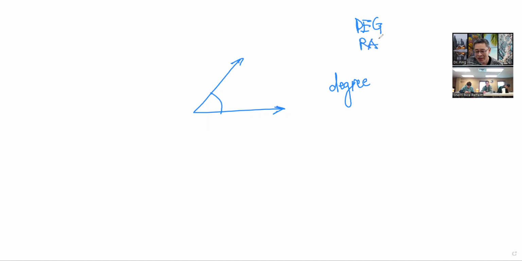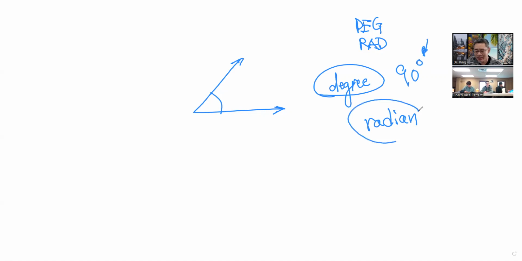You write like this. This is a radian. Good. Two measurements. Of course, degree we write like 90 degrees. We use this degree symbol.